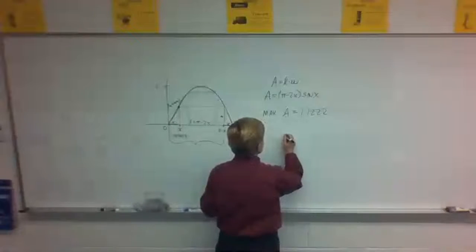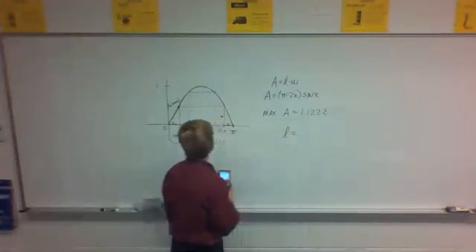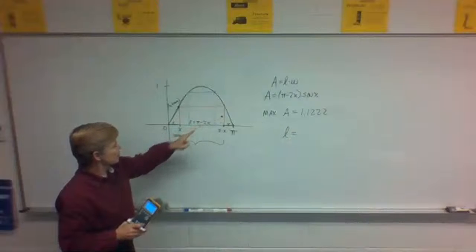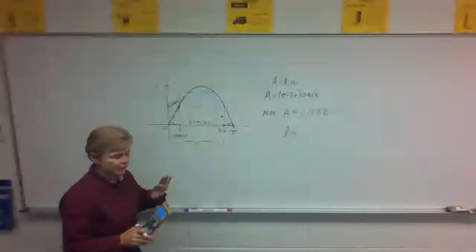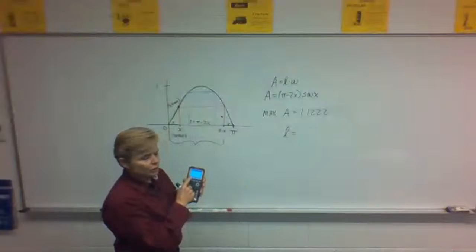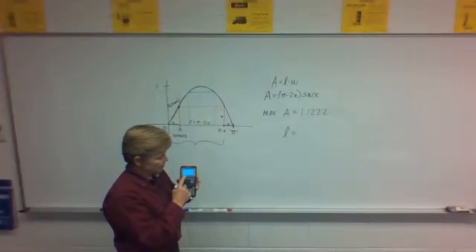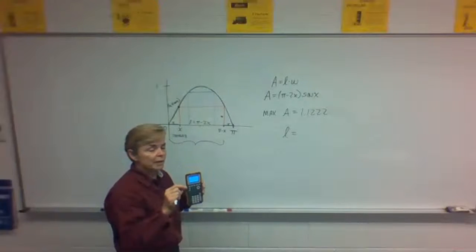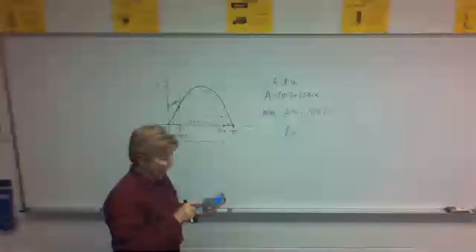How long is this thing? That is pi minus 2 times 0.7. Pi minus 2 times this. Now let me tell you something about your calculator lest you have forgotten. The x value in your window right now after finding that maximum will remain in the x box until you change it.